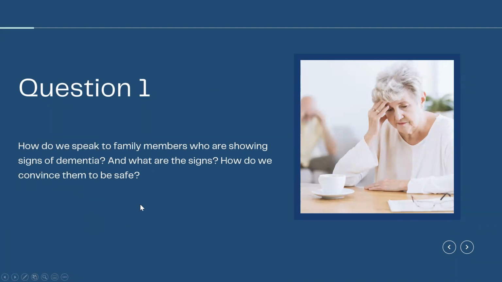And first question is, how do we speak to family members who are showing signs of dementia, and what are the signs? How do we convince them to be safe? Who from our panel would like to take that question? I can start. I think, Val, please jump in.